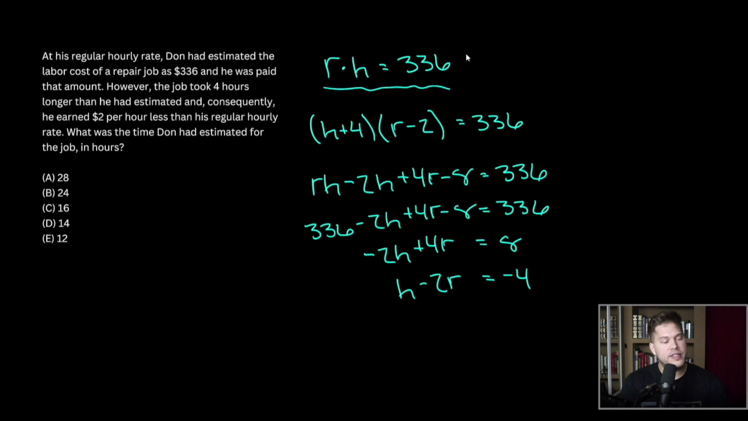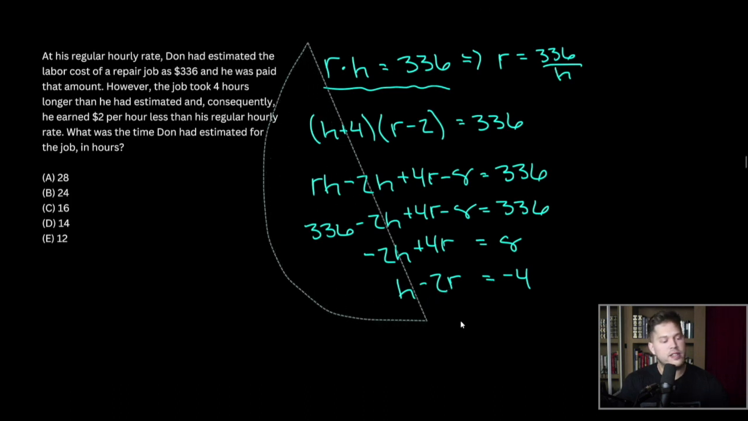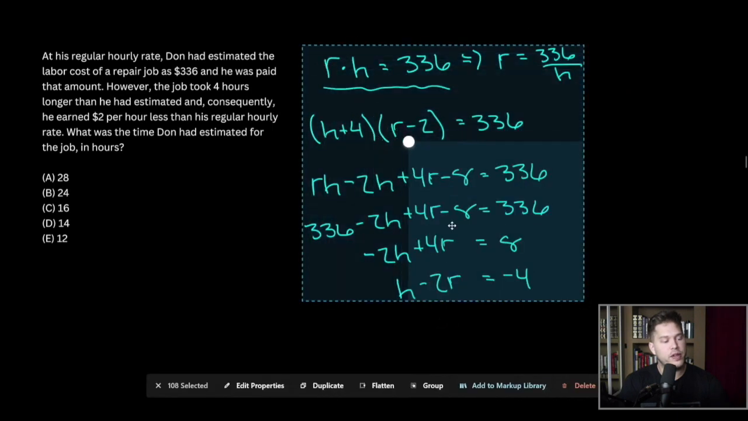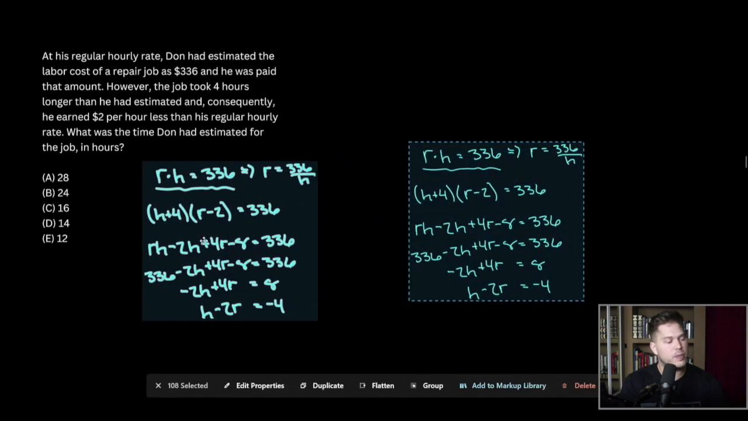Therefore, let's take this first equation and solve for r so that we can plug the value in for it down here. So we see that r would be equal to 336 over h. So now let's plug this value in for r. Before we do that, let's take all this work and shrink it down and move it over to the side to give us some more room.